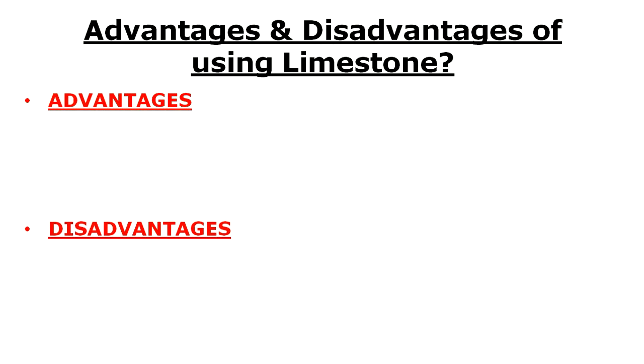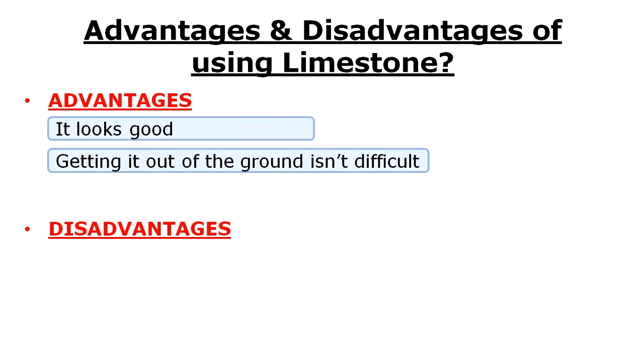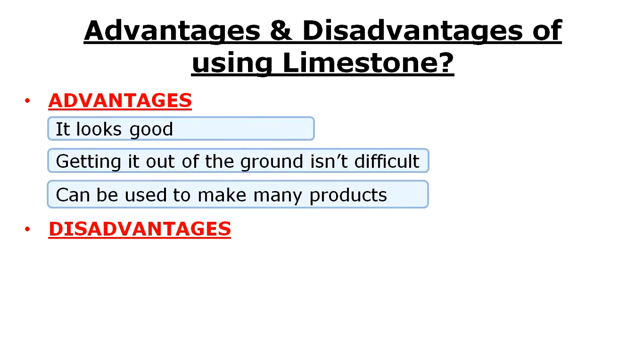List the advantages and disadvantages of using limestone. Okay, now let's go through the advantages. It looks good. Limestone can be easily carved and made into statues. Getting it out of the ground isn't so difficult. And it can be used to make many products.